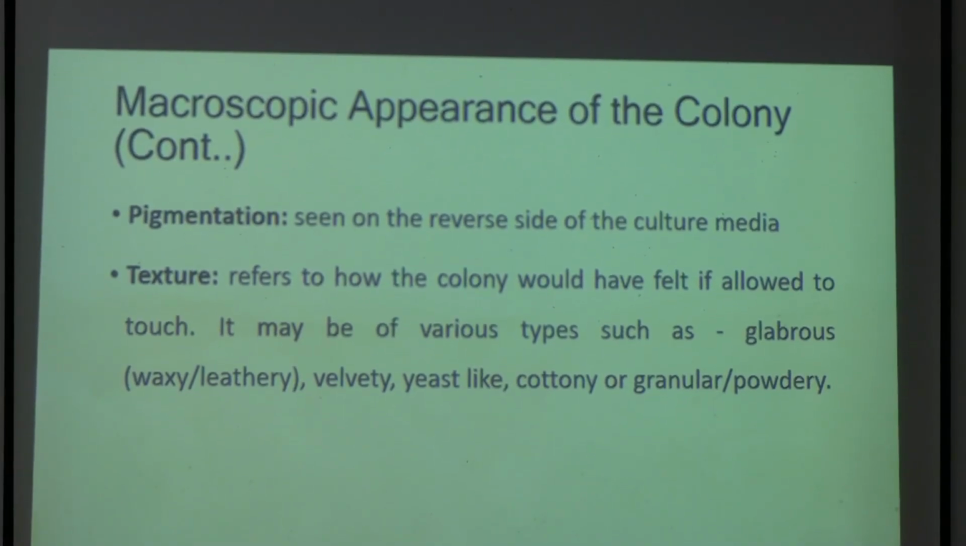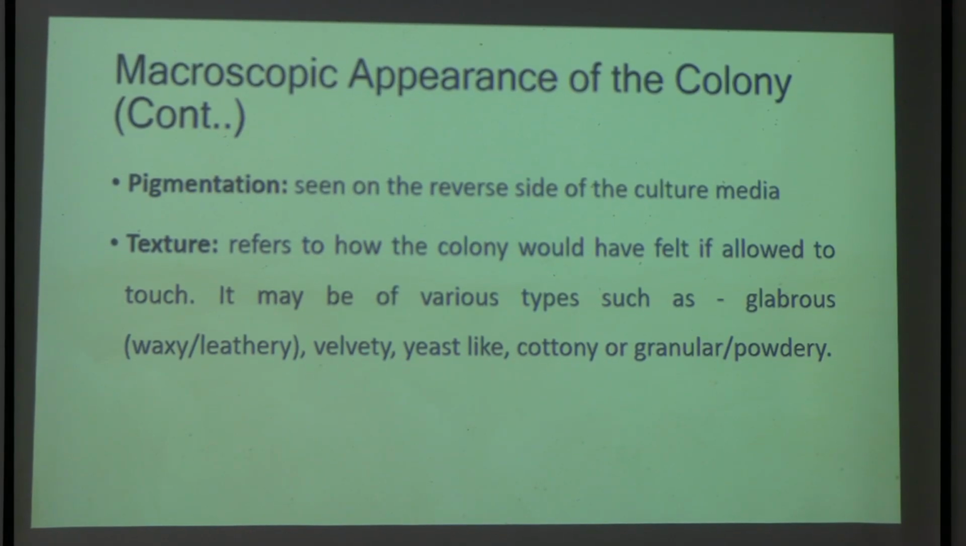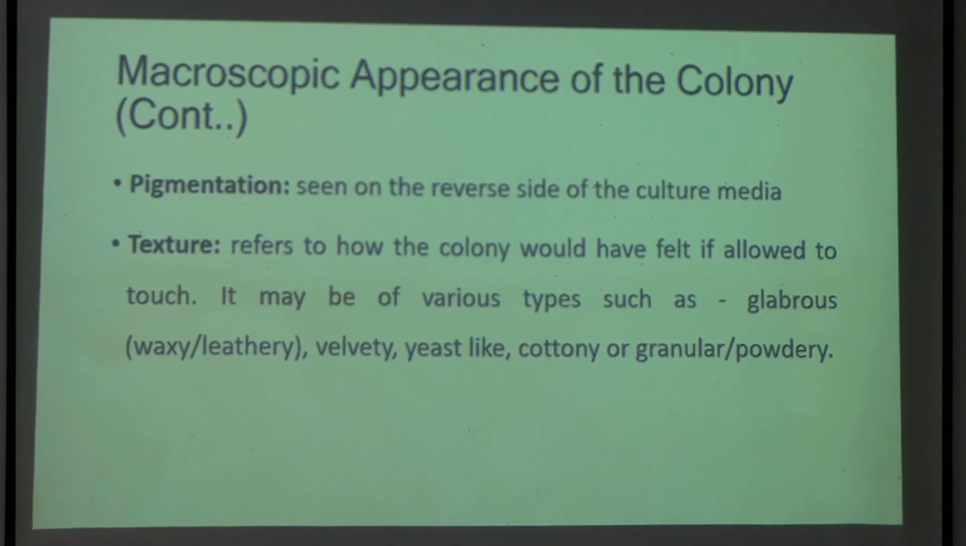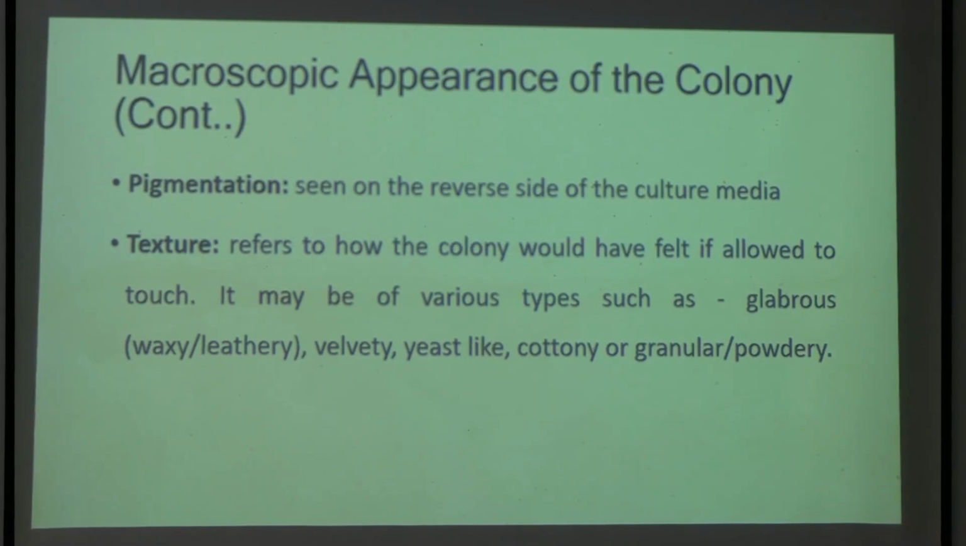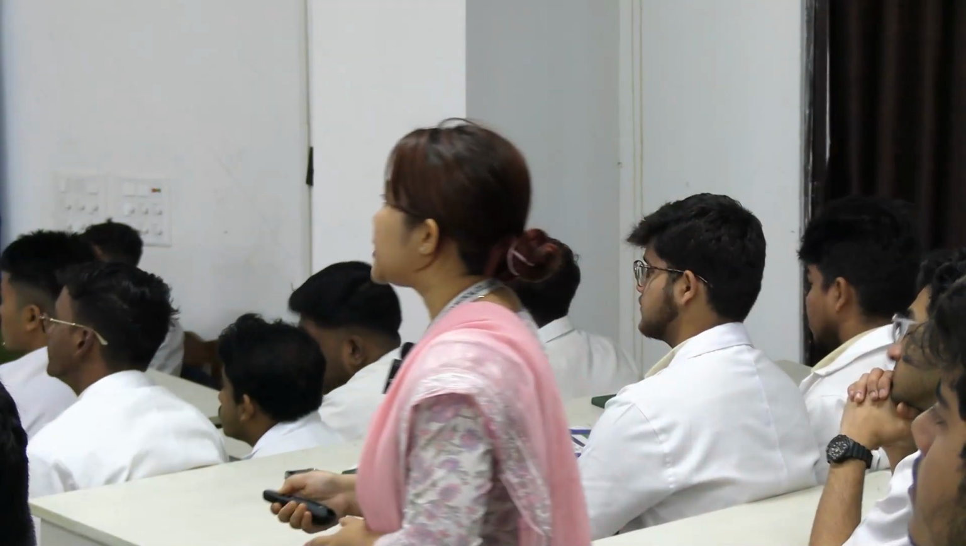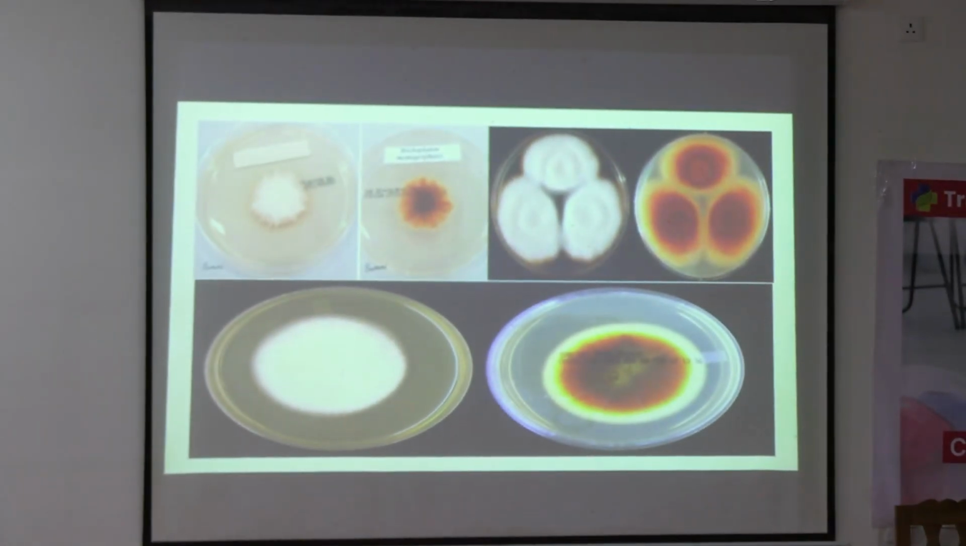Okay. So what do we do? After it grows in the agar, we see the pigmentation it produces. Pigmentation is seen in the reverse, okay? And the texture. How do we see a texture? Can we touch? No. But how it presents, if we were allowed to touch, that's what we have to imagine. So it can be powdery, velvety, waxy, leathery. See, I was telling you, this is behind the plate.